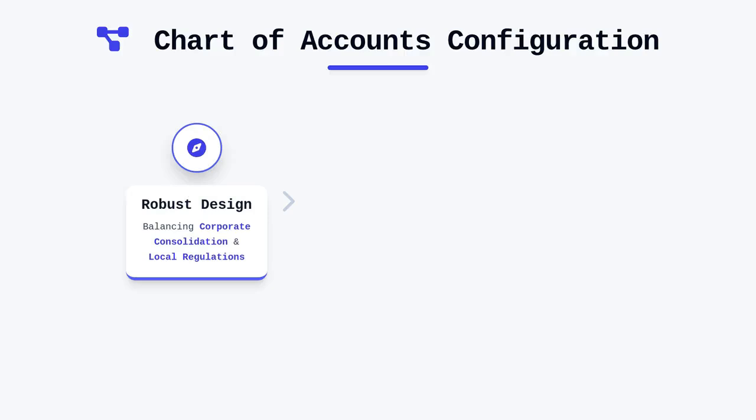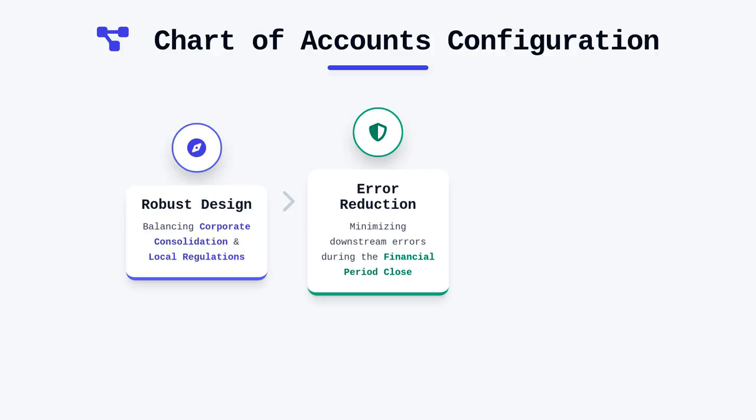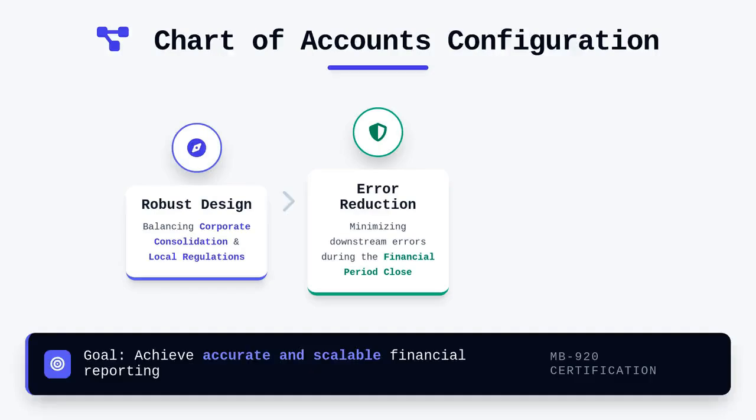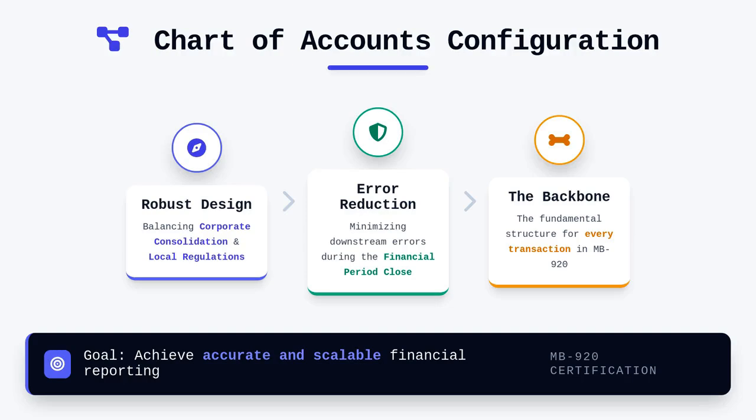Building a solid chart of accounts is the most critical step in minimizing downstream errors during the financial period close. If you want to master the MB-920 certification, you must treat this structure as the backbone of every transaction within the system.